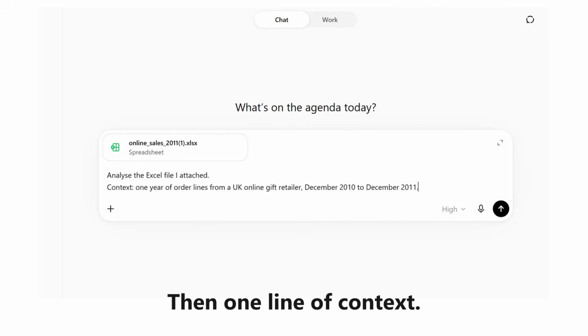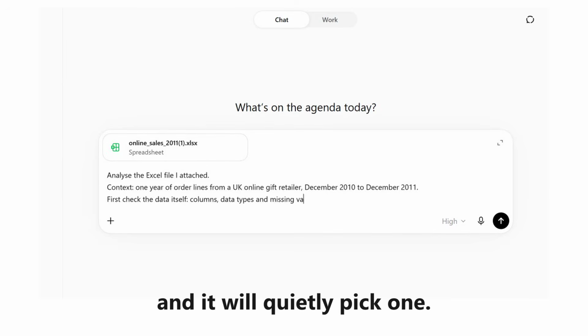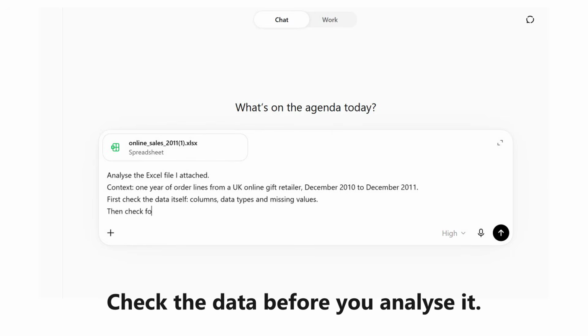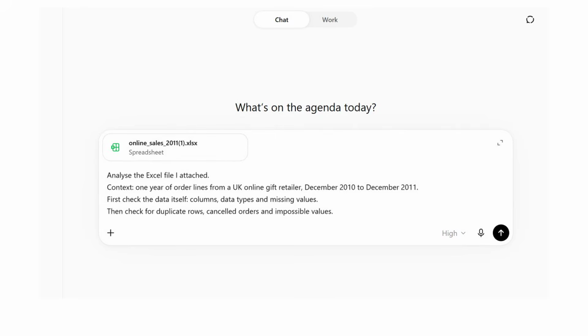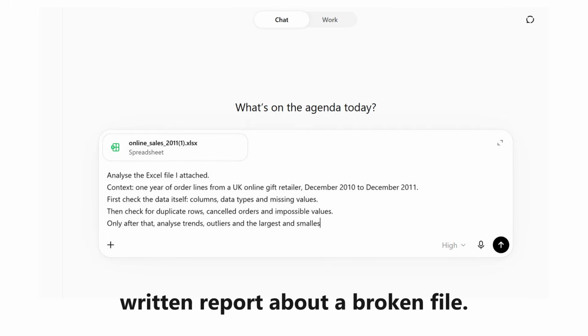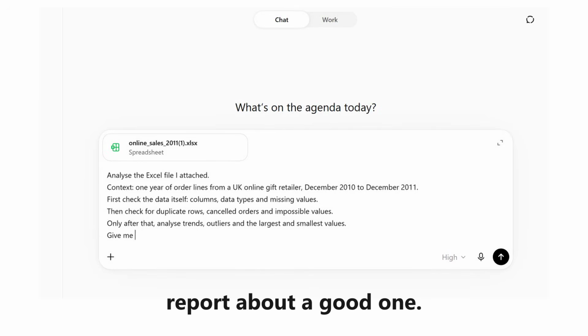Then one line of context. Without it, it cannot tell whether a number is revenue or cost, and it will quietly pick one. Now the line that does the work. Check the data before you analyze it. Duplicates, canceled orders, values that cannot be real. And only then, the analysis. Skip that order and you get a beautifully written report about a broken file. It reads exactly like a report about a good one.